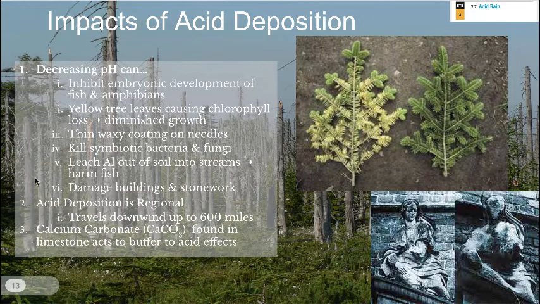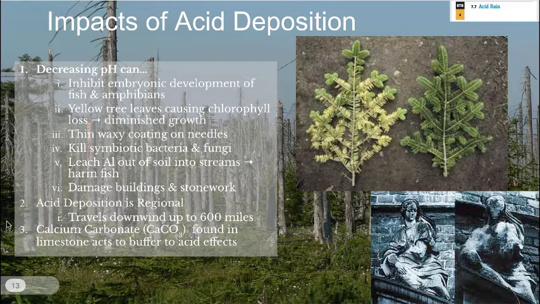The other thing that the acid can do is help leach aluminum out of the soil and into streams. That is harmful for the fish in particular and their gills, which can affect their well-being. It also causes problems with stonework and buildings, so that can damage and erode artwork, stonework, or just our architecture over a long period of time.